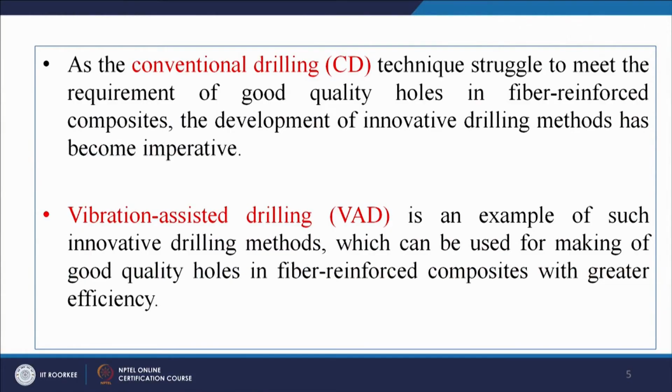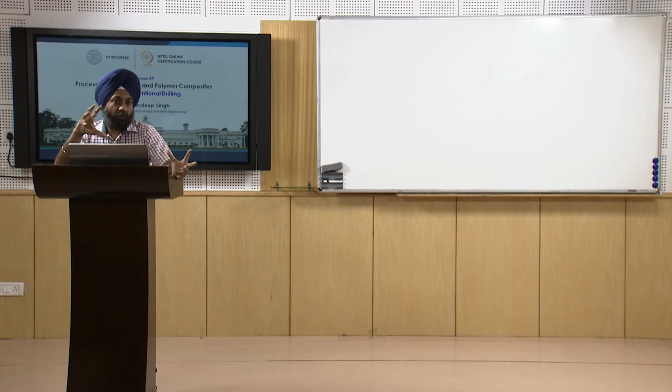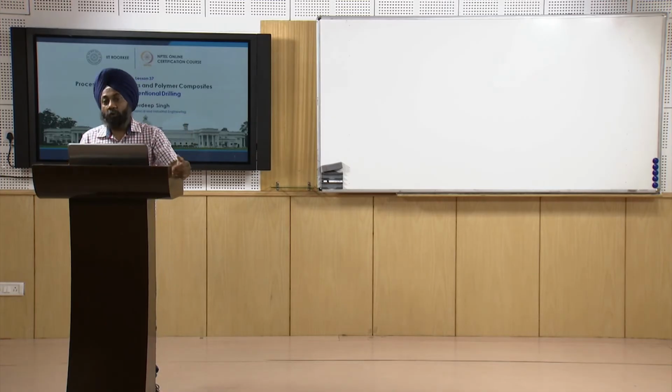As the conventional drilling techniques struggle to meet the requirement of good quality holes, we have seen that there are different forms of damage that take place, and conventional drilling leads to this form of damage in fiber reinforced composites. There is an imminent need to develop innovative drilling methods that can reduce this damage. We have seen a little bit of innovation in our previous session also: initially, the same method used for making holes in metals, or isotropic, homogeneous materials, was used for making holes in composite materials, which are inhomogeneous and anisotropic.